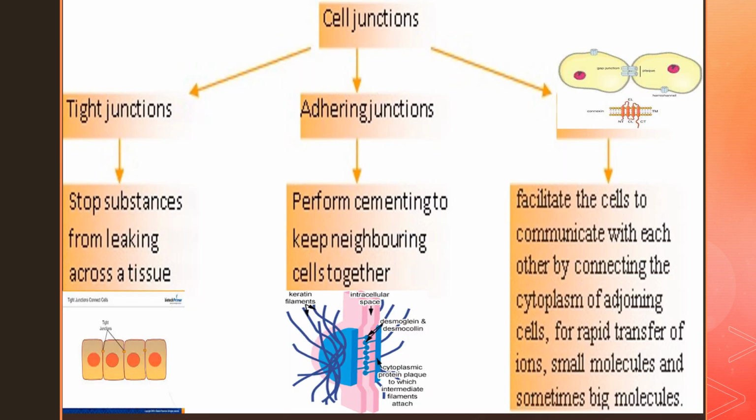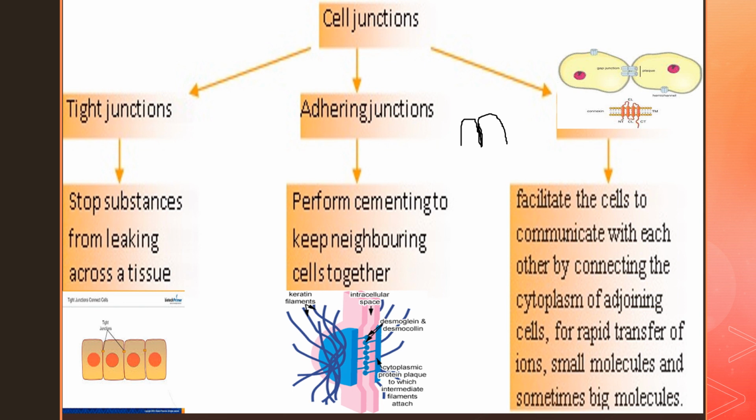Now coming to the attachment, as I told you, the cells are tightly packed. For this tight association, they require adhering or cementing substances. So if you assume this as one cell and this as the other cell, one cell is tightly bound with another cell.